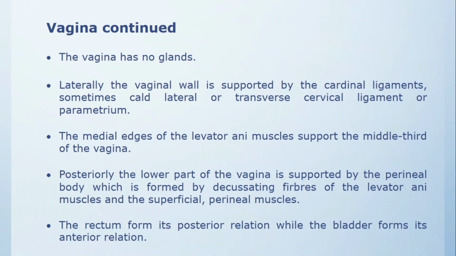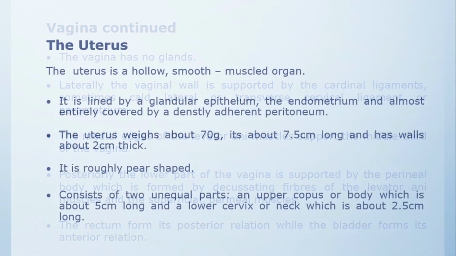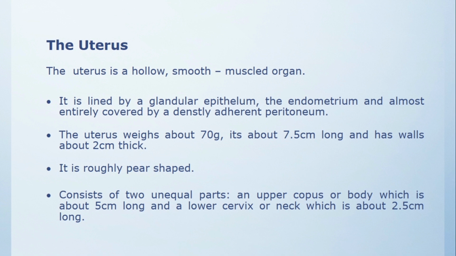The rectum forms its posterior relation, that is, the posterior boundary of the vagina is the rectum, and the anterior boundary of the vagina is the bladder. So that completes the description of the vagina. We are going to talk about the vascular supply later in association with other parts of the genitalia.